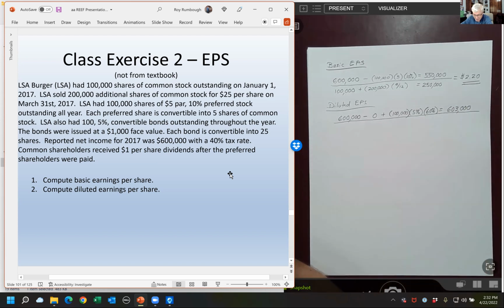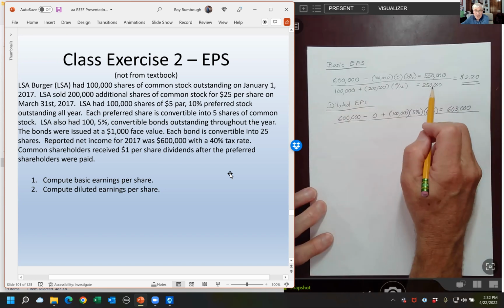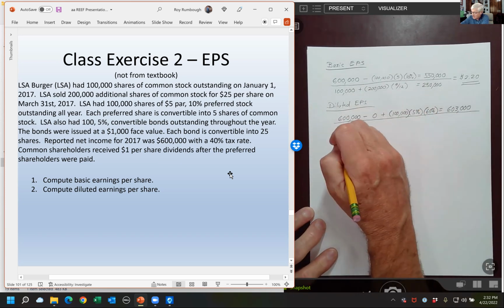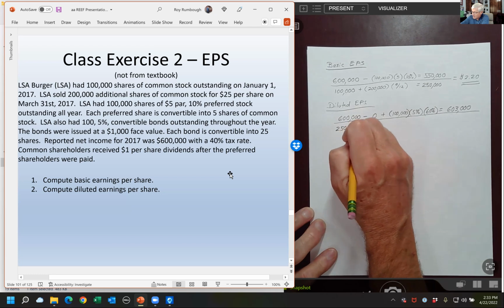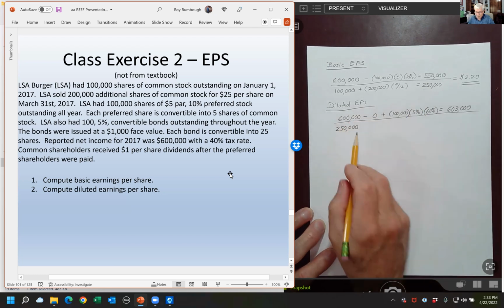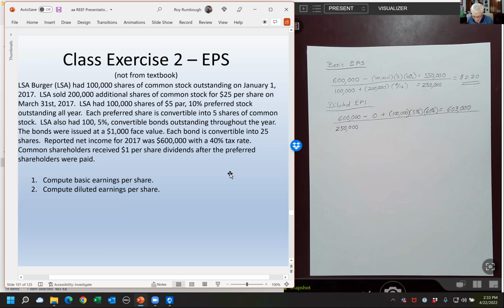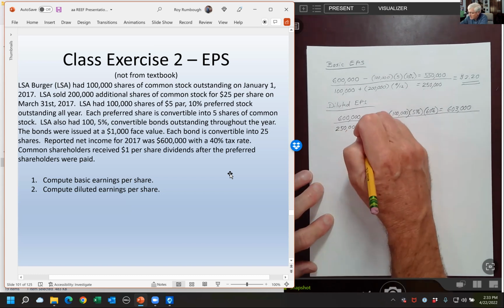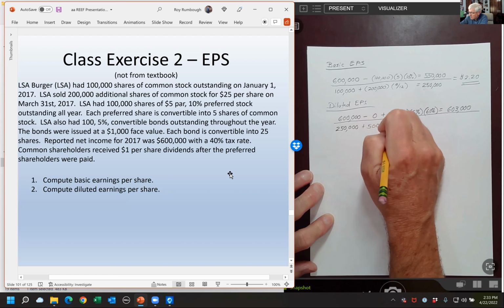How about my denominator? Okay, I'm going to start with the same 250,000 shares. That does not change in diluted. They were actually issued shares, and none of that changes. And so let's go convert our shares. So each preferred share is convertible into 5 common shares. And we have 100,000 shares. So that'd be 100,000 shares of preferred stock, each one converted to 5, that'd be 100,000 times 5 plus 500,000.